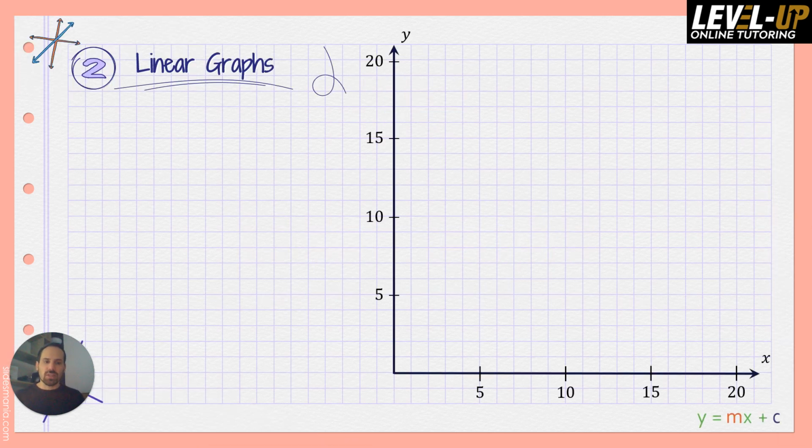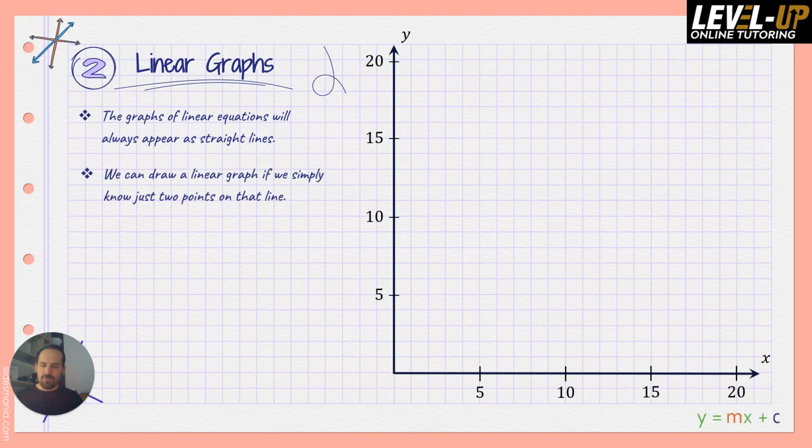So let's look at linear graphs. A linear graph will always appear as a straight line. We've seen linear equations before, which is something where you just have y and x, but you don't have an x squared or a square root of x or 1 over x or anything like that. You just have y and x, maybe multiplied by some number.